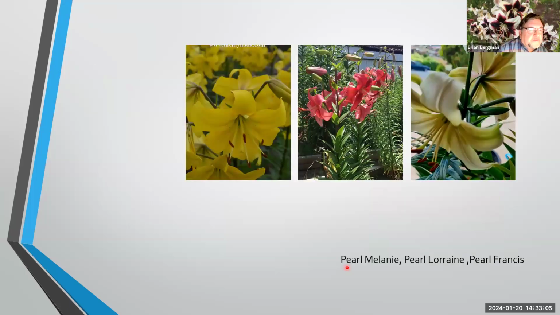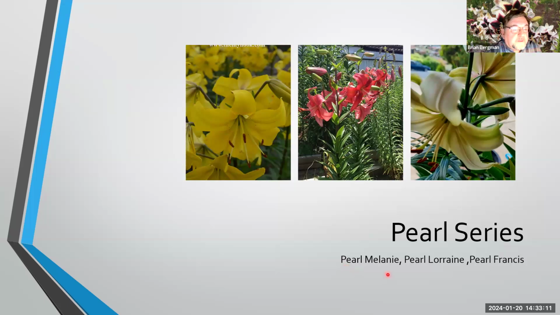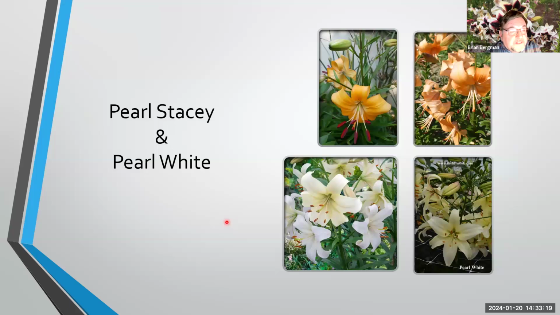Next slide. And then we have the Pearl series, Pearl Melanie, which is the yellow, Pearl Lorraine, and Pearl Francis. Also, next slide. We have Pearl Stacy and Pearl White. I mentioned these because they are in production right now, and you'll see them in the garden. I think the latest Asiatics will carry on into late July and even August, depending on where you are. I'm talking about where most of them are mid-June. So that is quite a bit later in the fields.